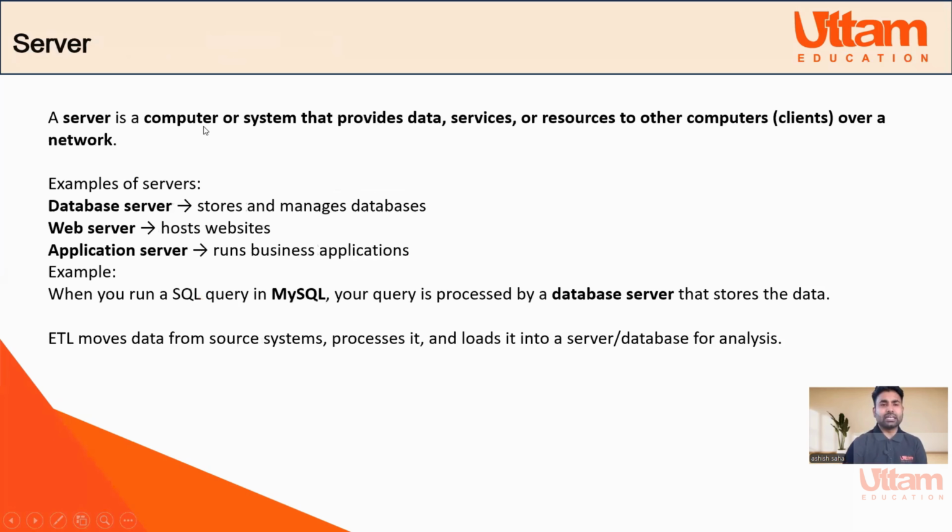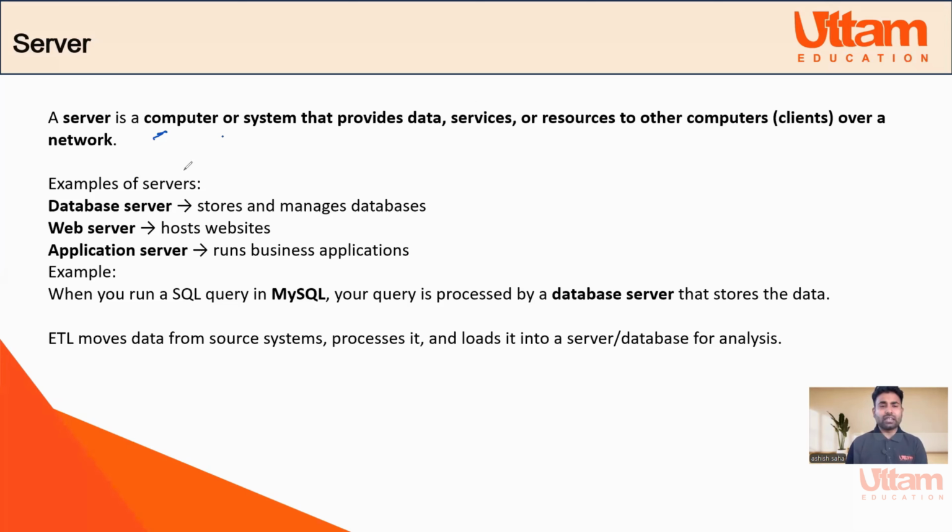The next one is server. So what is a server? A server is like a computer, or you can say a system, that provides data, services or resources to other computers over a network. For example, we can download data from a government website, right? How is the data downloaded? Because the data is stored on the government server. So a server is a system that can provide data to other computers through a network.